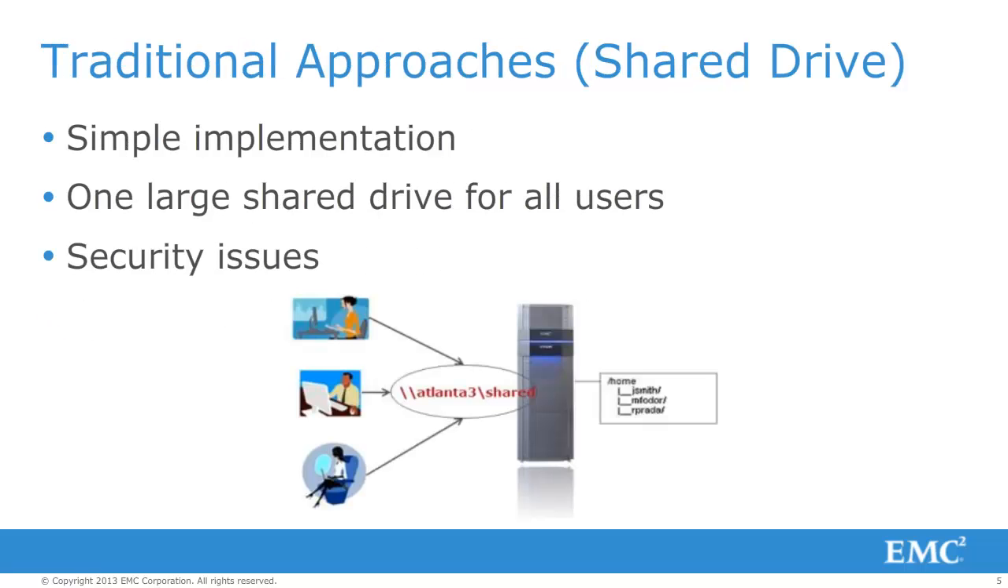One of the traditional approaches to a home directory solution is using a shared drive approach, which is a simple implementation both in concept and in practice. The approach entails using one large CIFS share that is shared by all users using that drive. The problem with this is that setting permissions on each home directory can be very labor intensive and is prone to errors, meaning security issues can arise like users seeing and or modifying another user's files. The picture is a good visual on the shared drive implementation.